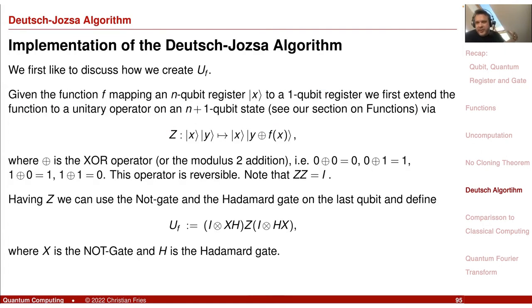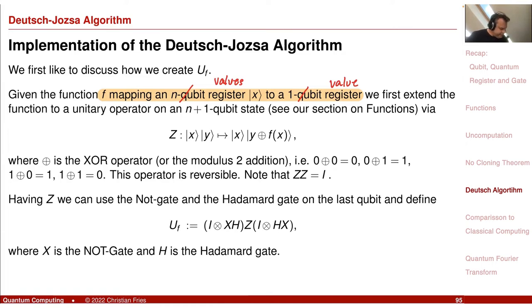So how do we implement this algorithm? Let's see how we implement this. First of all, how do we create this unitary operator UF? The first thing is that we create our state space extension. I have a function F mapping an n-bit value to a one-bit value. So maybe you can also fix that here if you would like to be a little bit more precise. It maps n-bit values to the one-bit value, but you can associate it with the ket x. And we do this extension from our slide on functions.